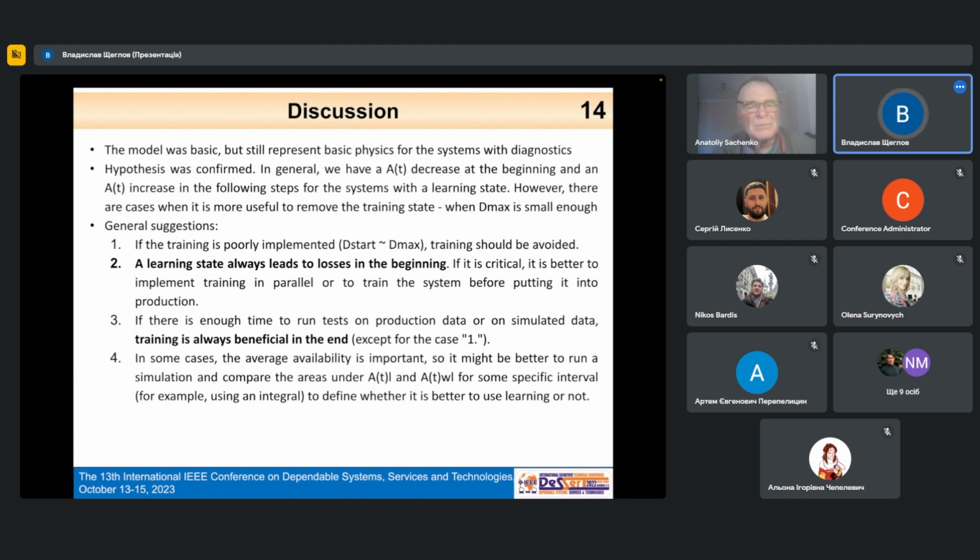There are two main related works which assess availability of critical systems based on partitioning models. What is your paper's impact in comparison to those two closest related works? What is your impact? The impact is the following. We formulated cases when learning is profitable and when it is not profitable, and developed and proved it via simulation and modeling. Okay, thank you.